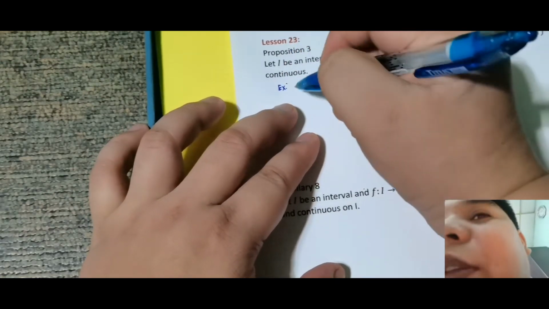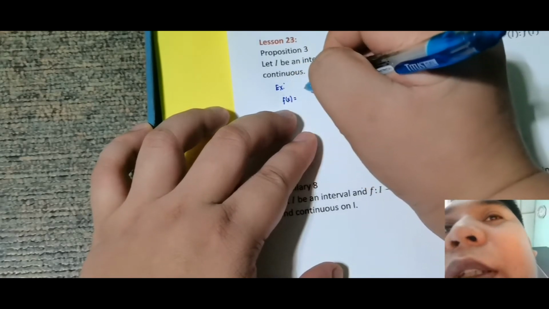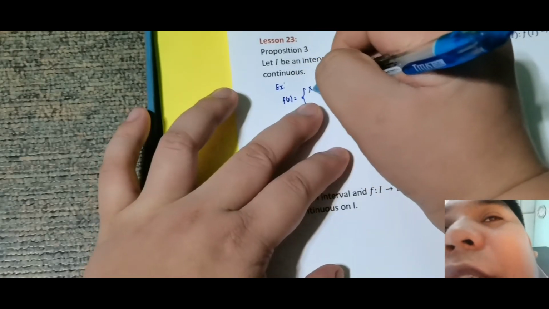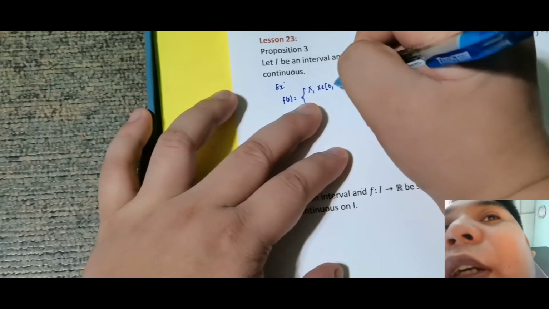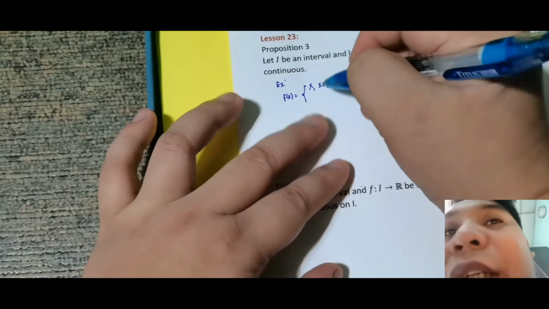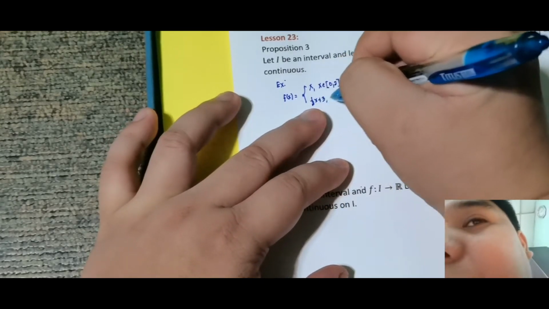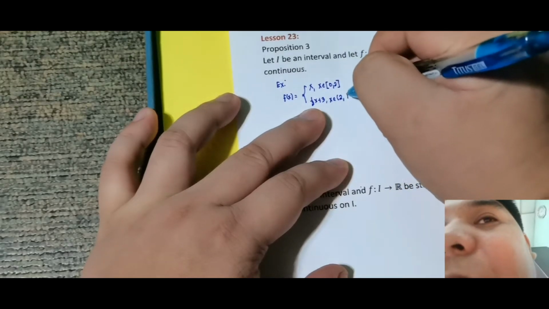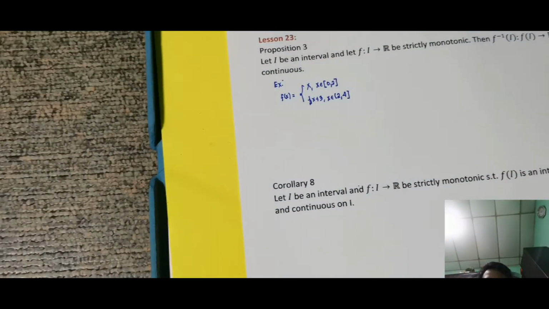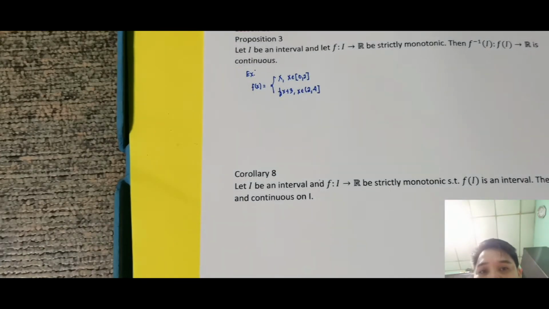Okay, so example, let's consider this piecewise function defined by x whenever x is an element of [0, 2], and next is 1/2 x plus 3 whenever x is an element of (2, 4]. Then next, let's graph that.